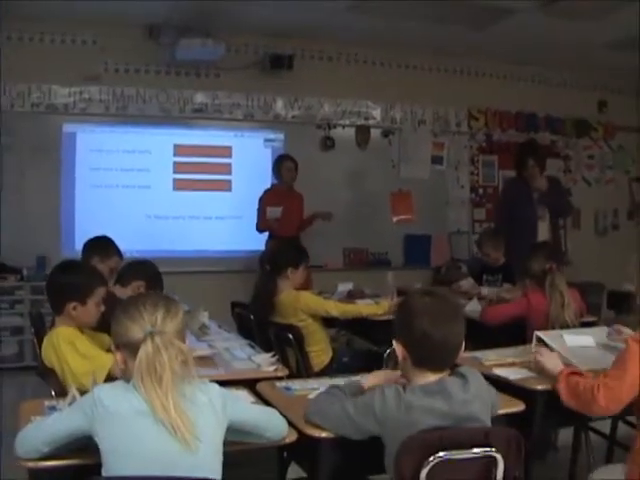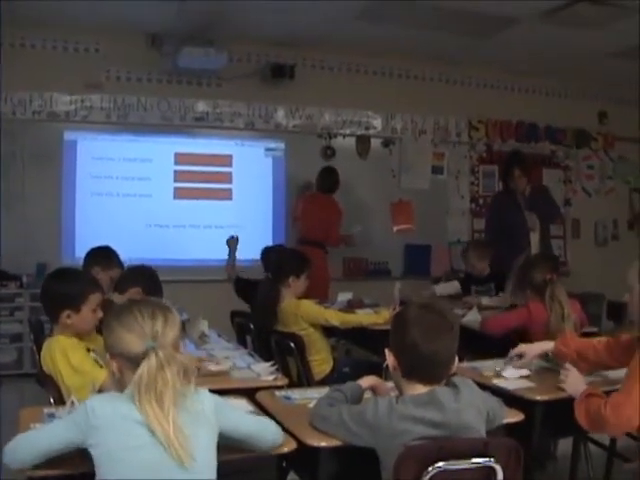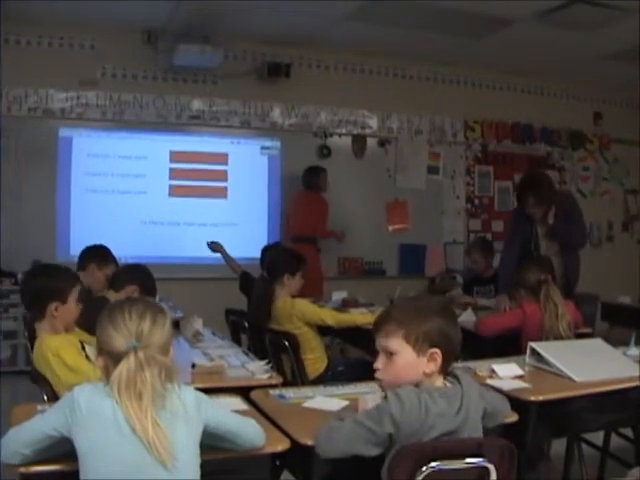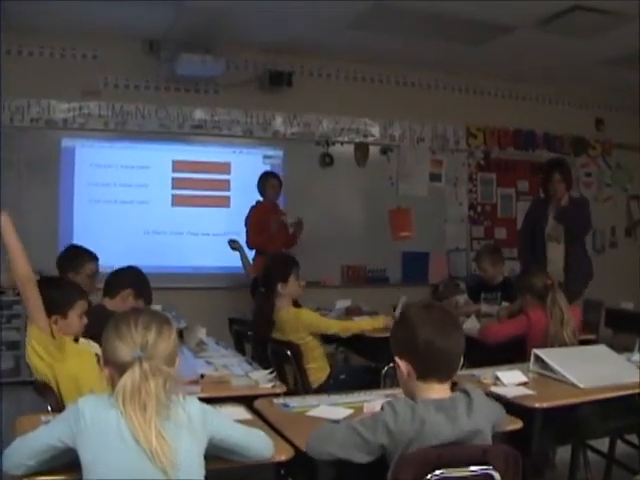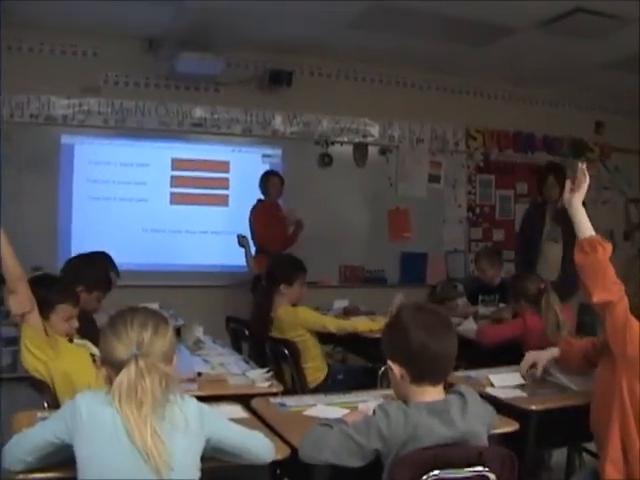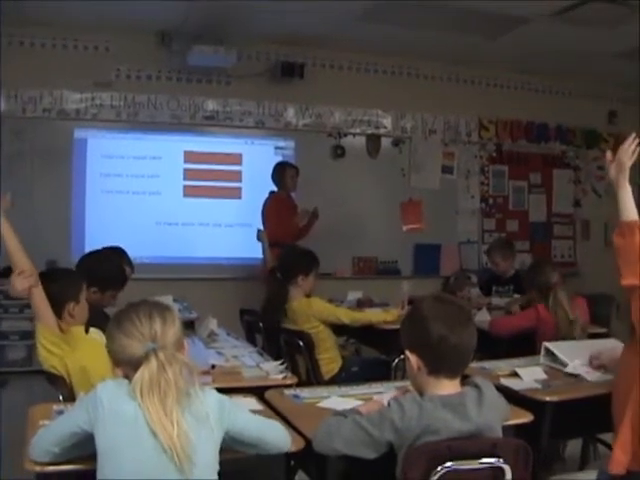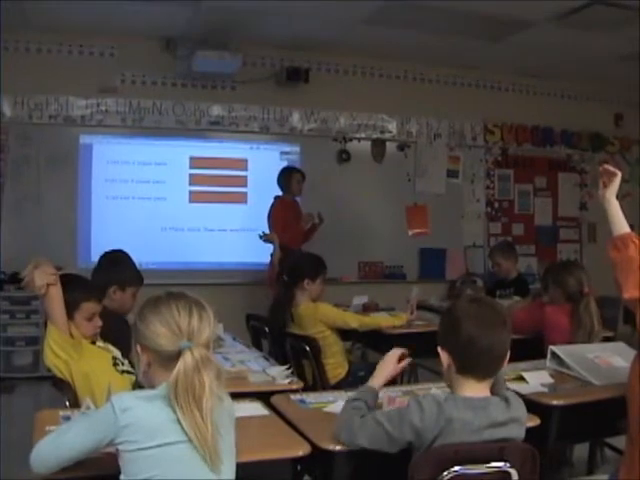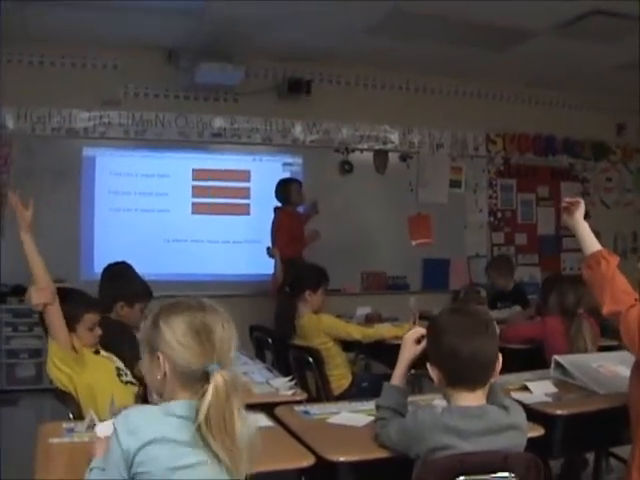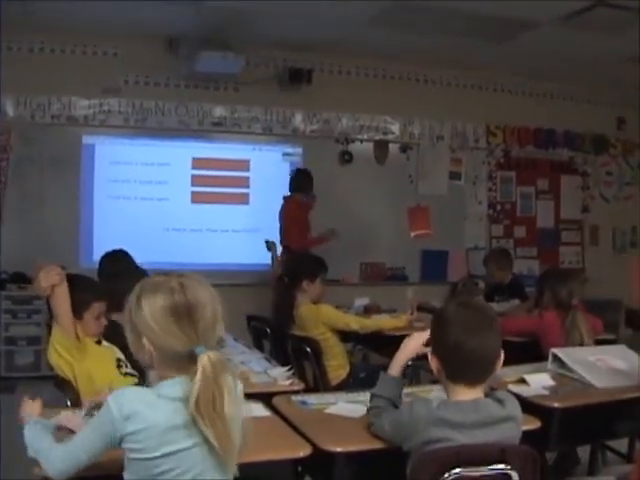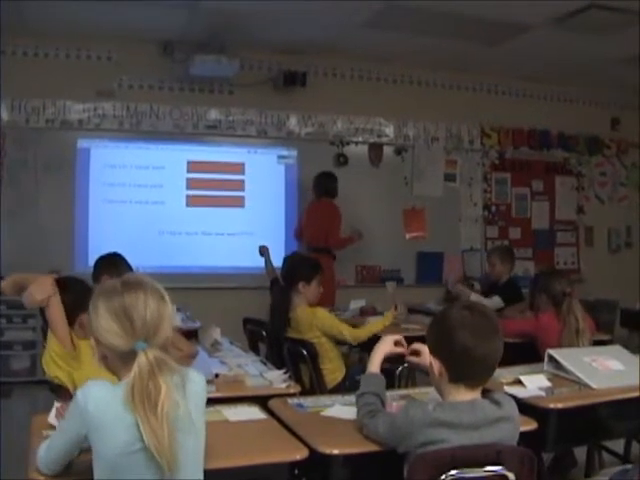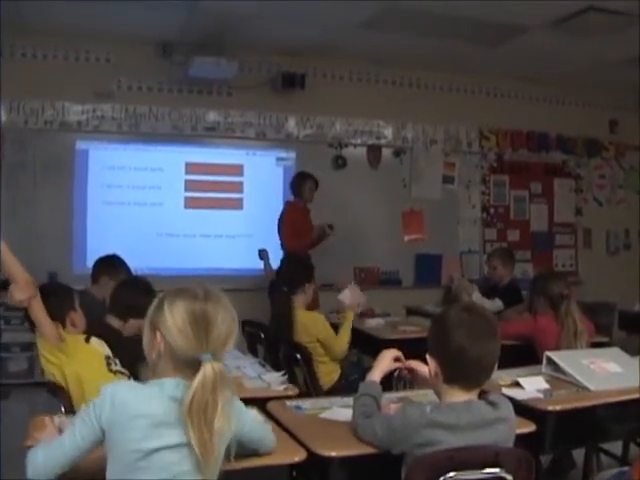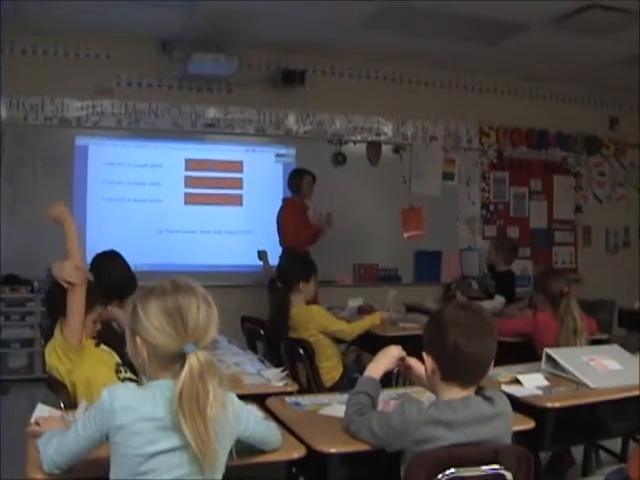What would our fraction be? What would we put for our denominator? Which means how many parts in a whole? Okay? Caleb, what would we put on the bottom? 4. Very good, because there are what? 4 squares. 4 parts, right.